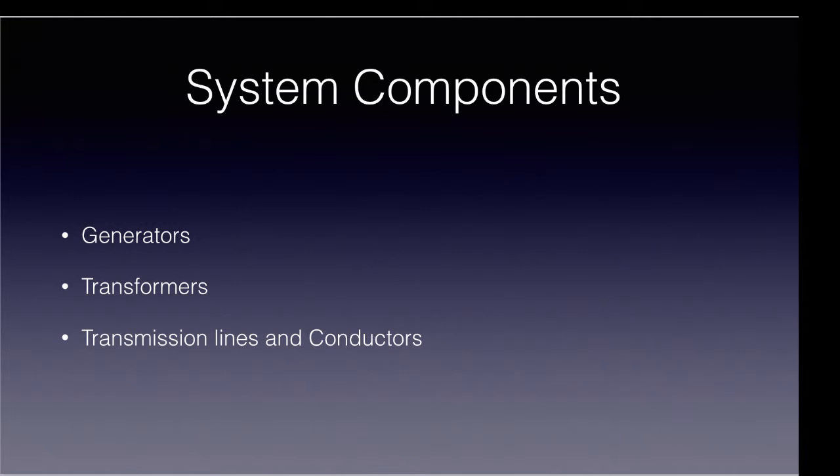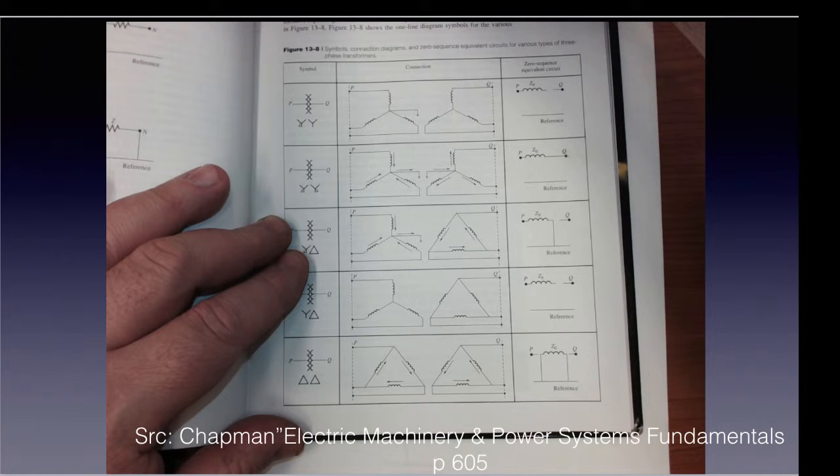When I introduce my system components, my generators, transformers, transmission lines and conductors, I have to be aware of how they behave when I'm looking at my zero sequence, or essentially the impedance with respect to ground. This is out of the Chapman textbook, but it's a good reference. We can see that our transformer connections become critical in terms of how we're connected.